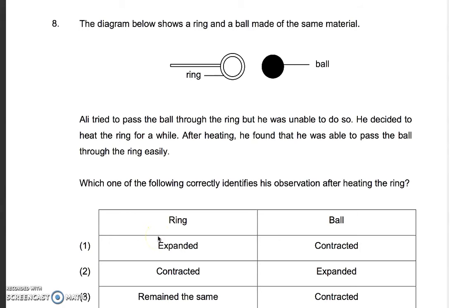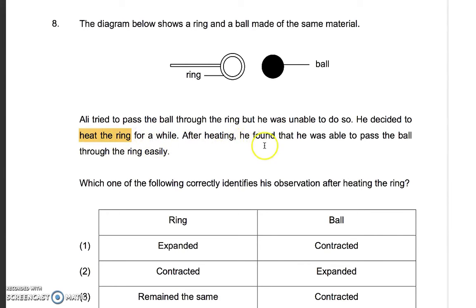Alright, we'll now look at question 8. The diagram below shows a ring and a ball made of the same material. So these two are made of the same material. Ali tried to pass the ball through the ring, but he was unable to do so. So initially when he wanted to put the ball into the ring, he was not able to pass it through. So he decided to heat the ring for a while. So can all of you highlight this? He heated the ring, not the ball like what we did in class, in the science room, but Ali heated the ring instead.